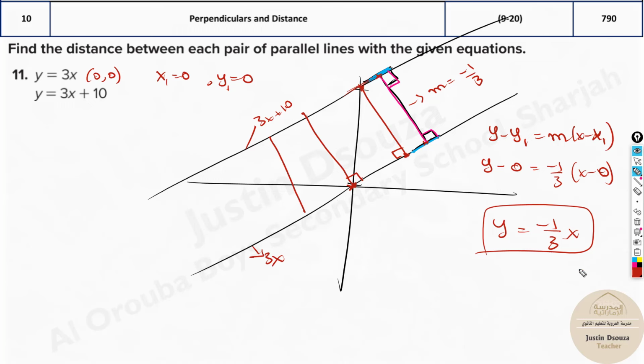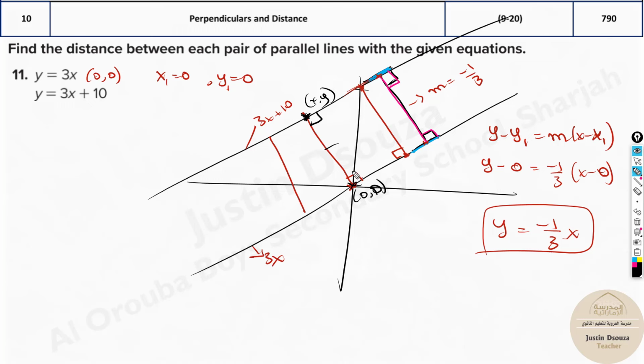Now, I need to find this point of intersection over here. Can you see this point? I have to find this point of intersection. I have no clue, but I know the equation of this line. I know this point of intersection. Once I find this point of intersection, x and y, I can use the distance formula and find the distance between them. But what is this point?